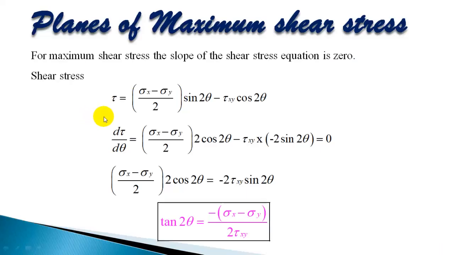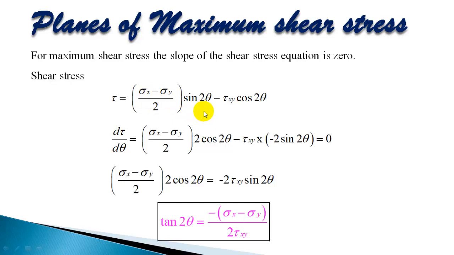We have already studied how to find out the shear stress when a body is subjected to plane state of stress, and shear stress tau is given by (sigma x minus sigma y) by 2 sine 2 theta minus tau xy cos 2 theta. Now this shear stress mainly varies with respect to theta. For a given two-dimensional stress field, sigma x, sigma y and tau xy are constant.